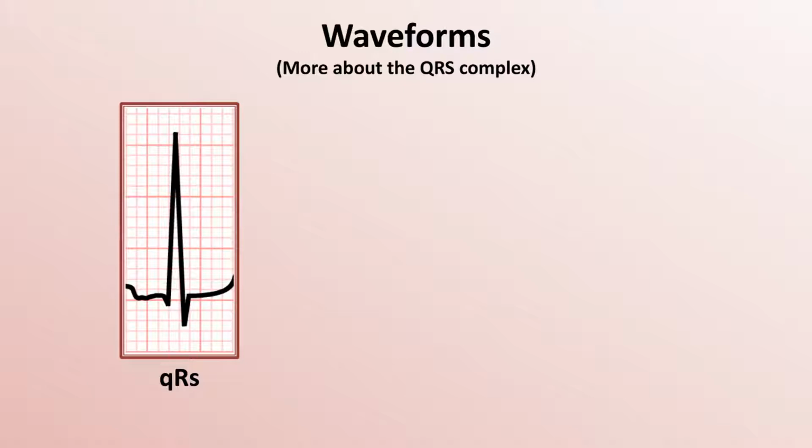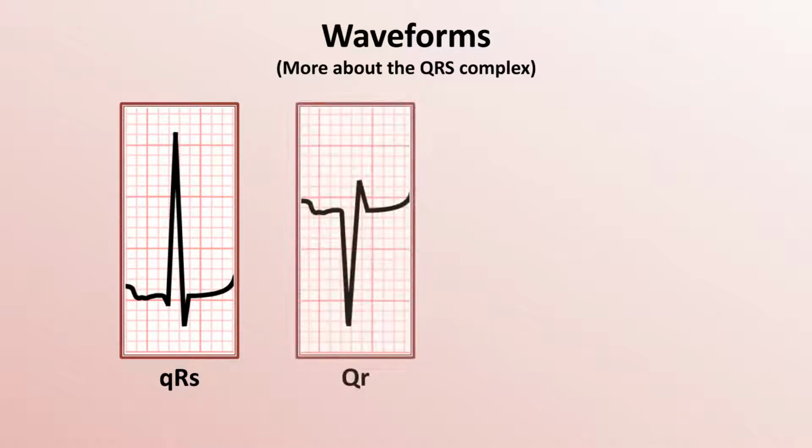Let's look at three more examples. In this case, the initial negative deflection is very prominent, so there is an uppercase Q followed by a lowercase r. As there is no S wave following the R wave on the EKG, the S is left off the letter-based designation.